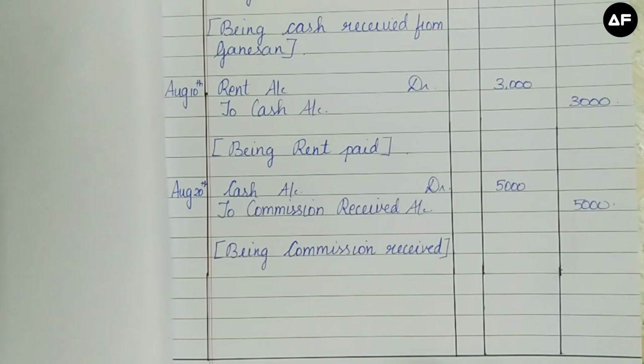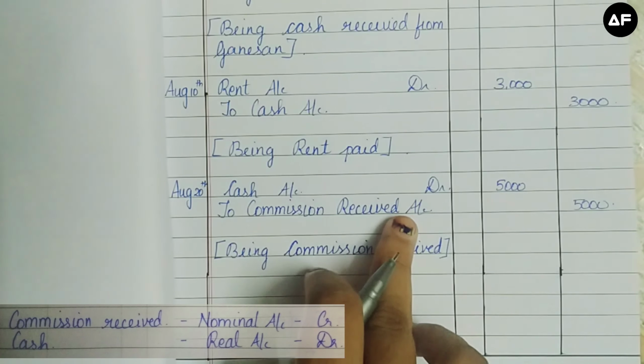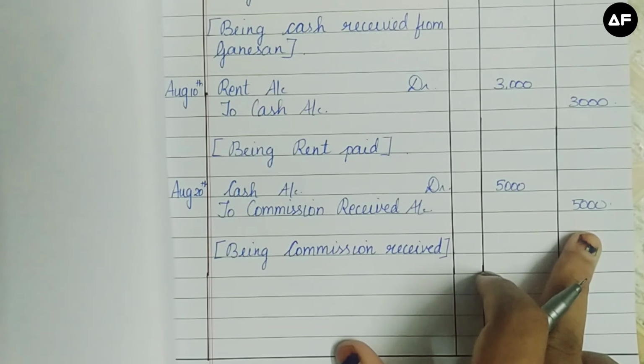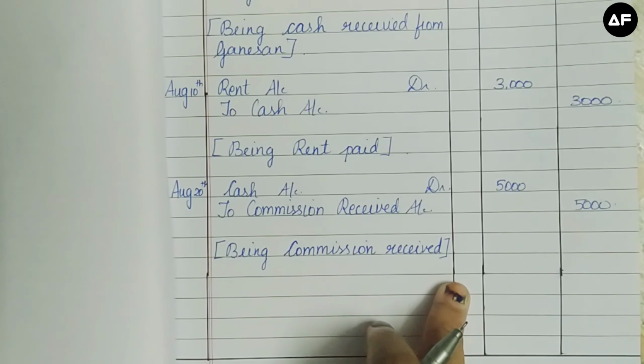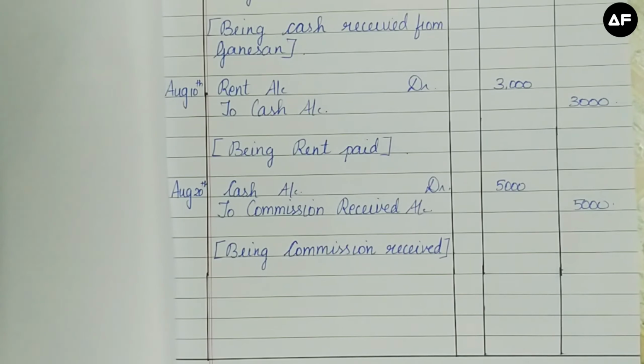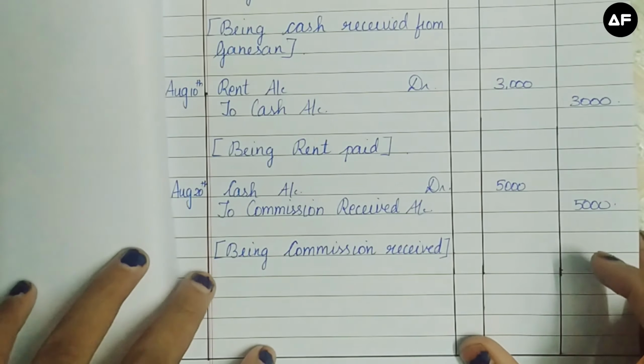So our entry is cash account debtor to commission received account, 5,000 in the debit and 5,000 in the credit. Your narration is going to be being commission received. So the next step, we are going to take our pencils and we are going to name or list out the accounts.